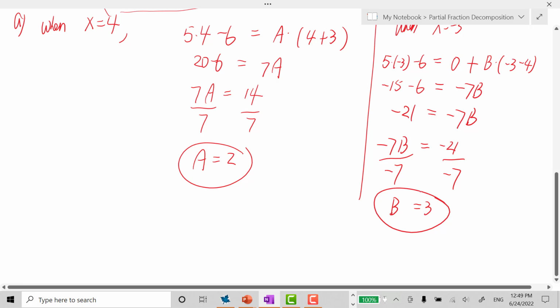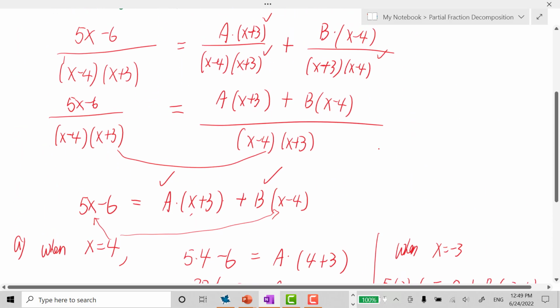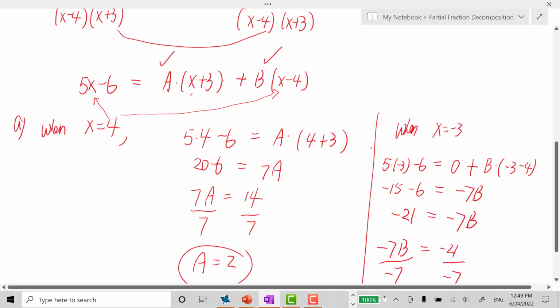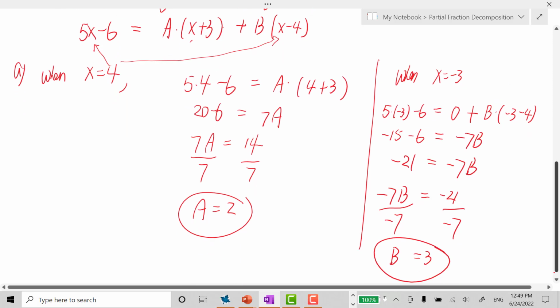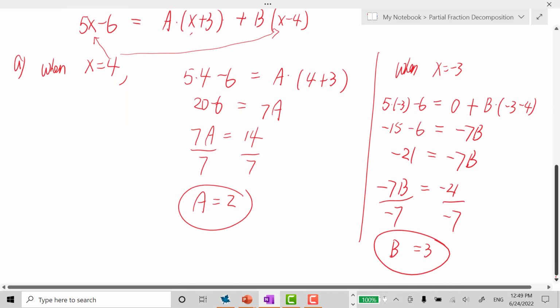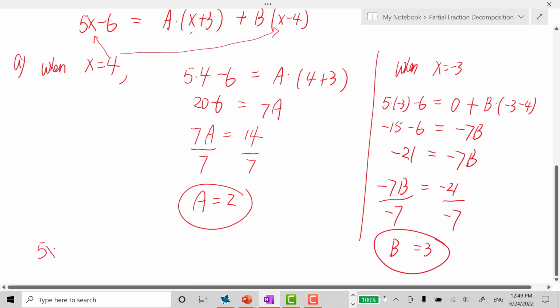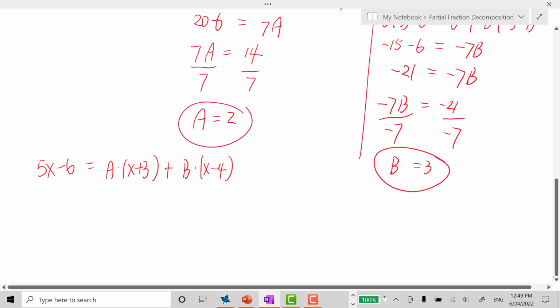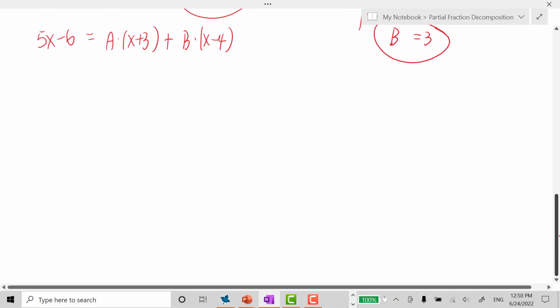So again, this is one way of solving this. I'm also going to show you another way of solving this. So 5x, let's copy this. 5x minus 6 is equal to a times (x plus 3) plus b times (x minus 4). Another way is by setting up a system of linear equations.